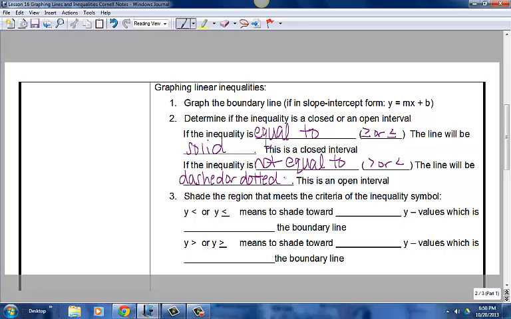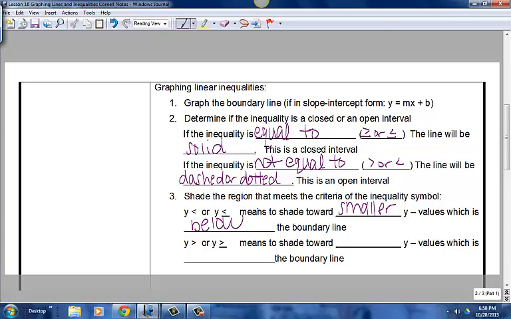And now we're going to have to do some shading when we do inequalities. So we're going to shade the region that meets the criteria of the inequality symbol. So we have y is less than, or y is less than or equal to. It means we're going to shade towards the smaller y values, which is below the boundary line.